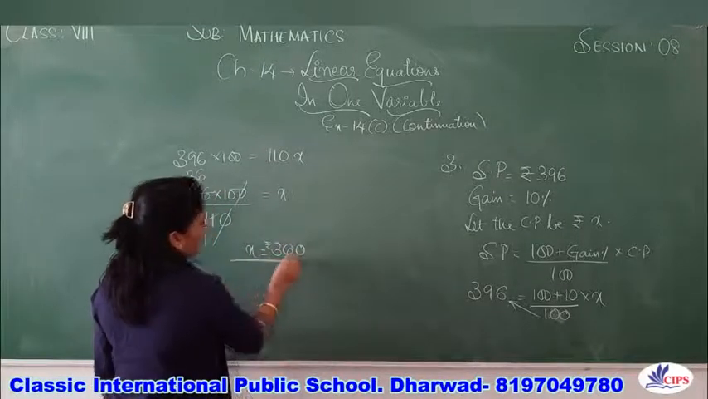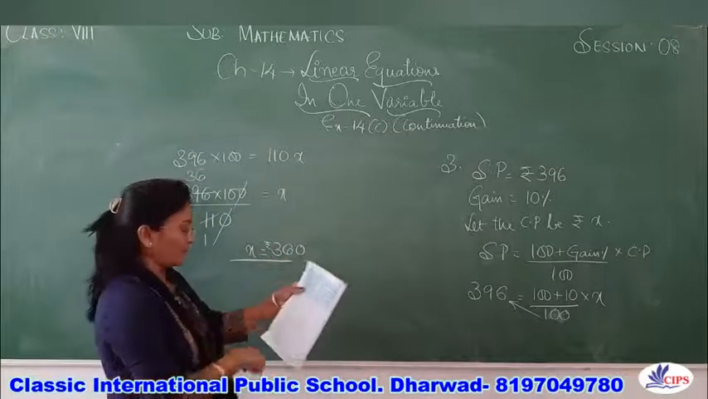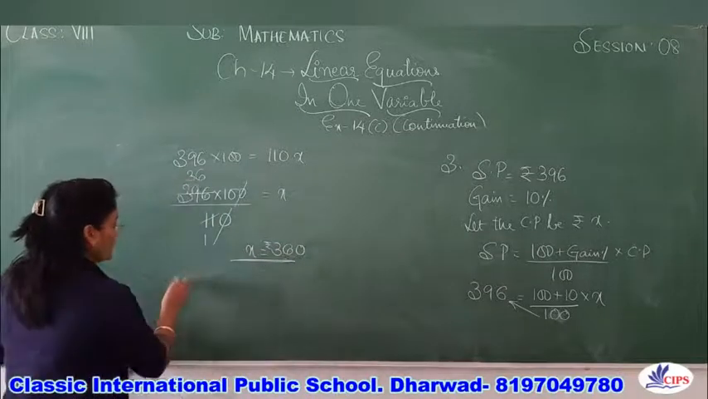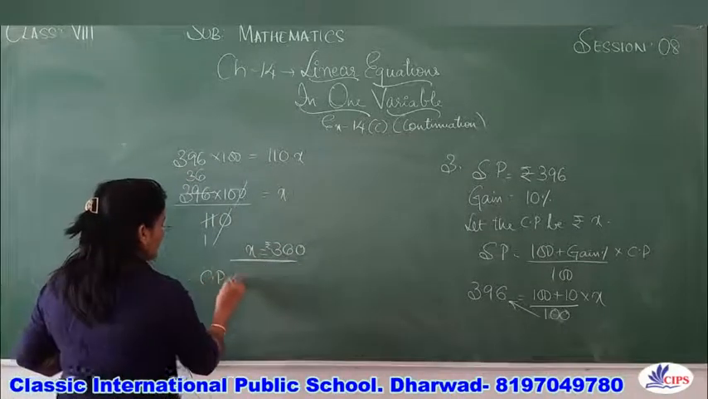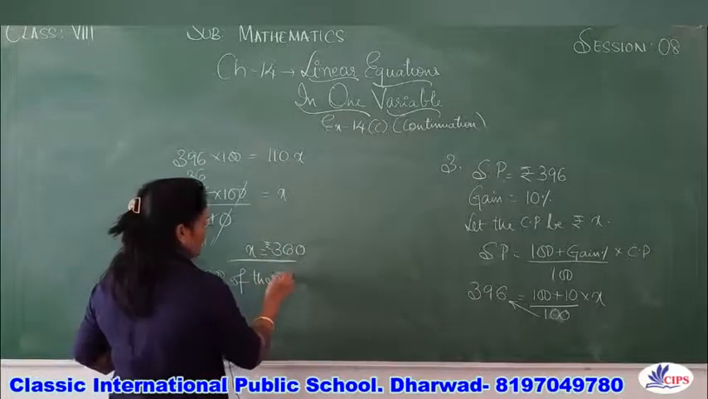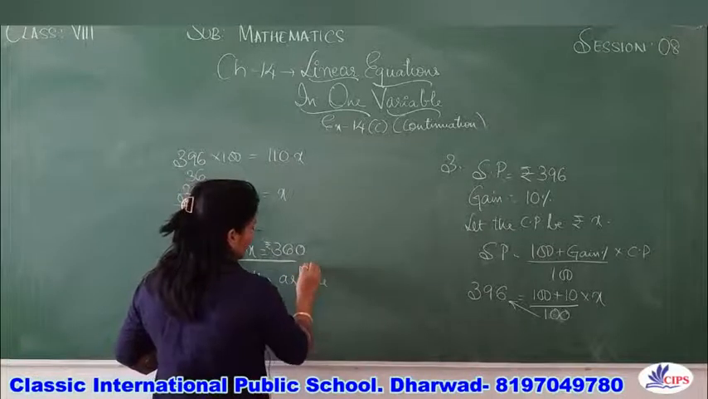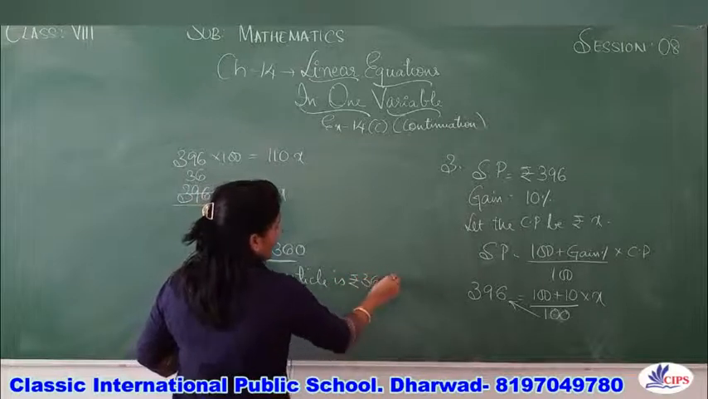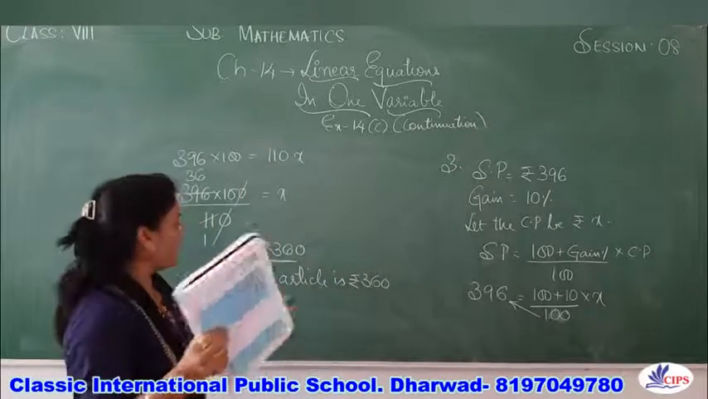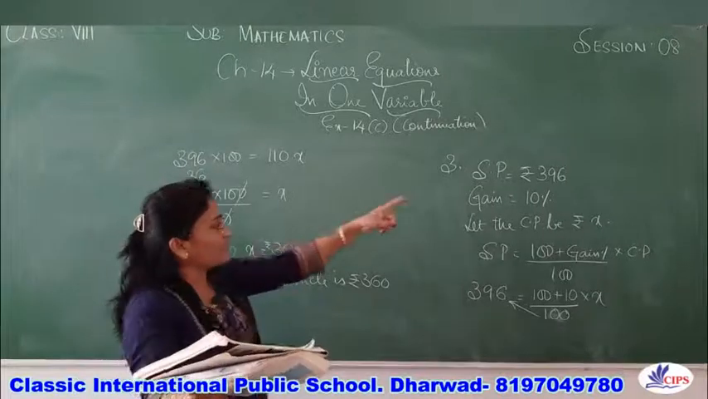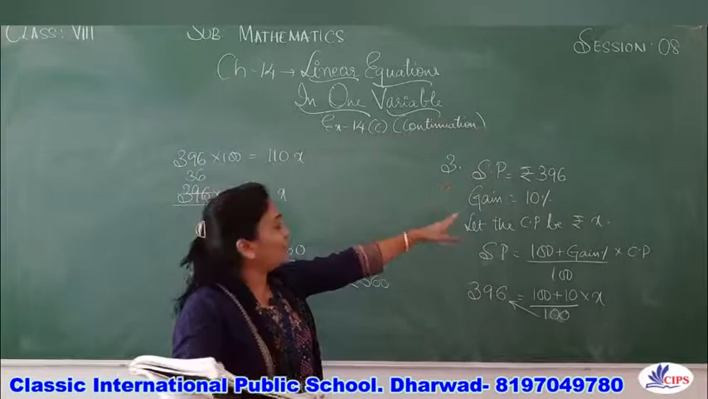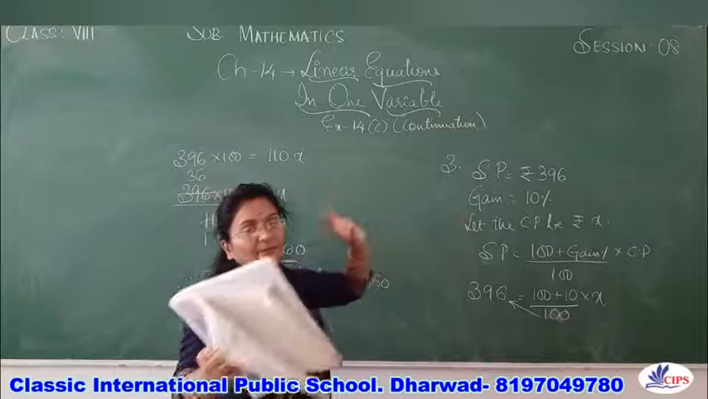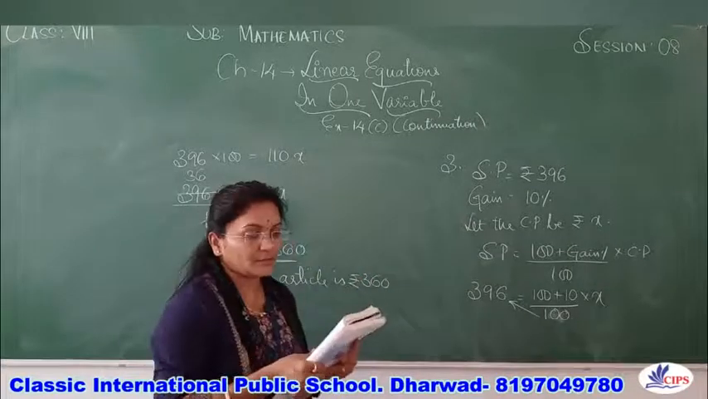So what is the cost price? 360 rupees. They have told us to find the cost price. Therefore the cost price of the article is rupees 360. See, he had bought the article for 360 and he has sold it for 396, so he has a gain of 10%. Got it? So let's move on to the next one. So fourth sum.